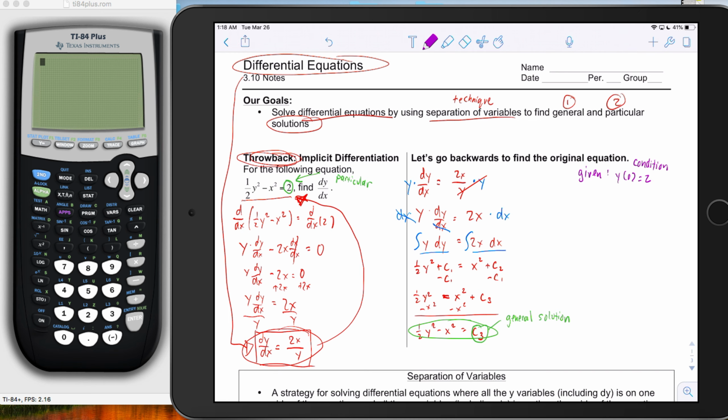And so that will help me solve for c3. So we got 1/2 of 2 squared minus 0 squared equals c3. And we know 2 squared half turns into 2 minus 0 equals c3. And hey, c3 equals 2. And so we'll know that the equation for this given condition is going to be 1/2 y squared minus x squared equals 2. And this is a particular solution.